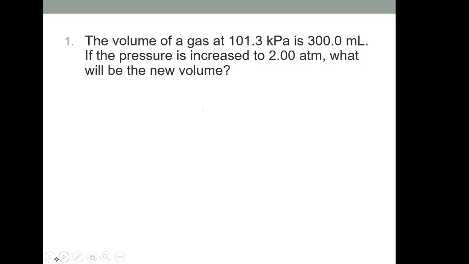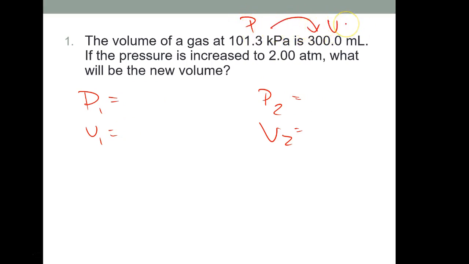Again, identify P1, V1, P2, and V2. All right, so if you look at this, here's my pressure, and it corresponds to a volume of that. And it's important to recognize your units, whether it's pressure or volume or temperature. So I'm going to call this 101.3 kPa. Notice I wrote the units down, 300 milliliters. Pressure 2 is 2 atmospheres, and I'm looking for the new volume, X.